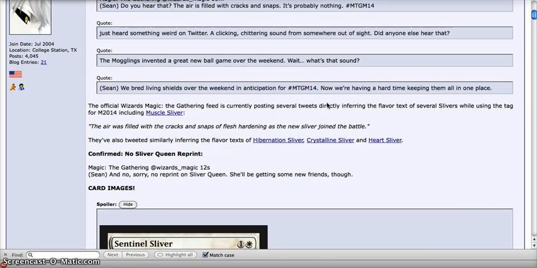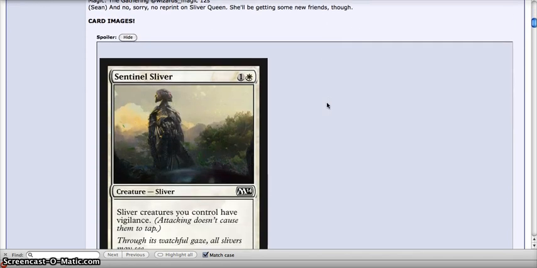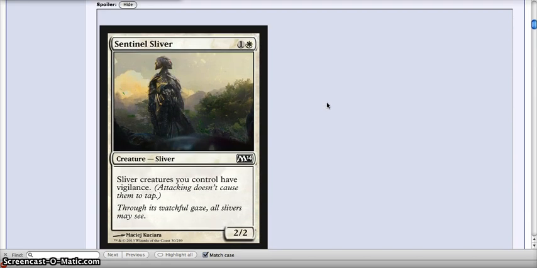We only have some other spoilers. Let's take a peek at them. So the first one we have is Sentinel Sliver. It's one and a white for a 2/2. Sliver creatures you control have vigilance. Okay, so there are a couple of things I want to observe here.